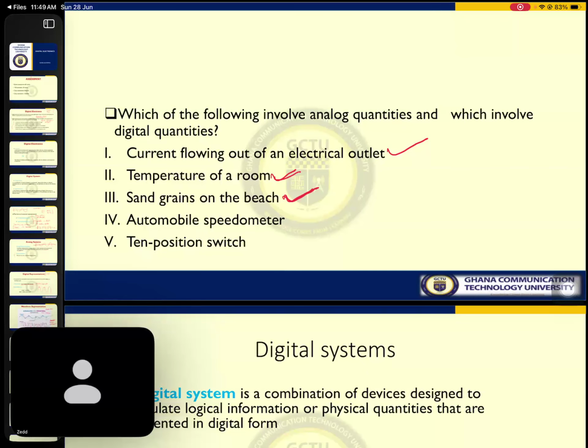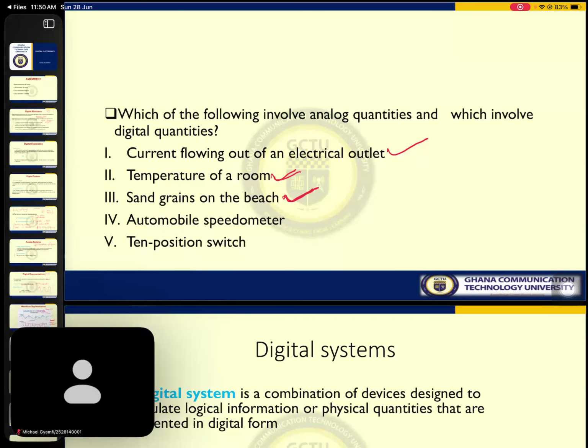It can be counted in whole numbers. This is what we want to understand. It is discrete in the counting sense. We can't say this one changes continuously. It is something countable, because the number of grains is countable.